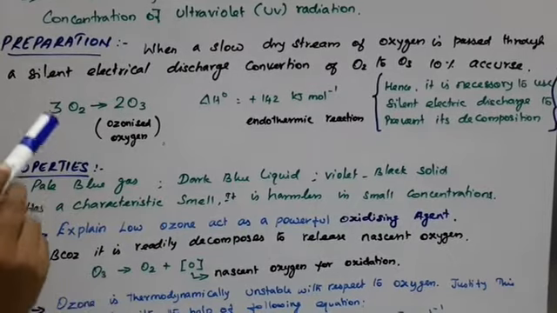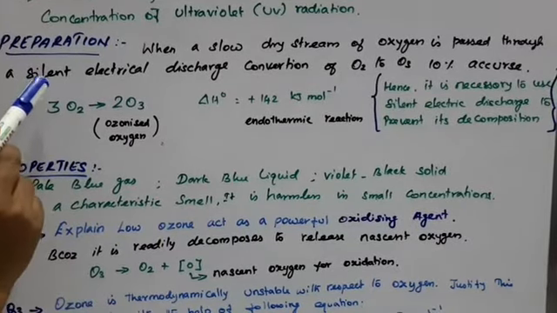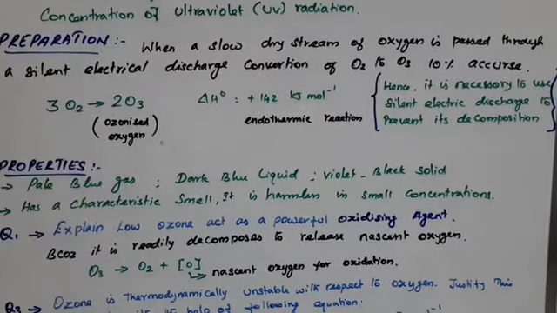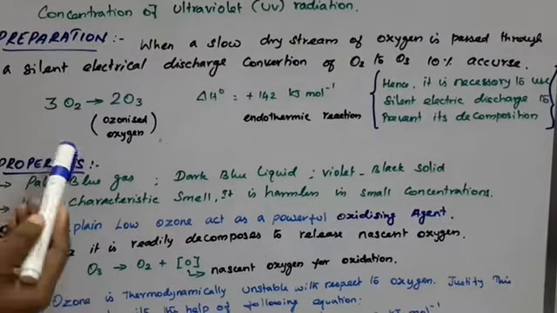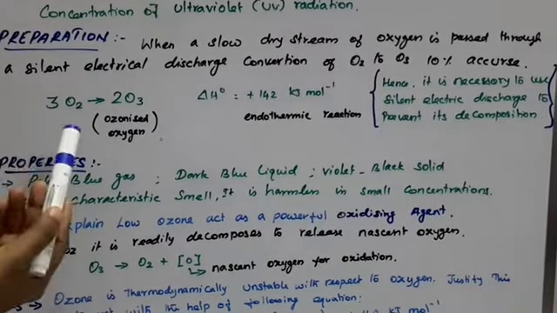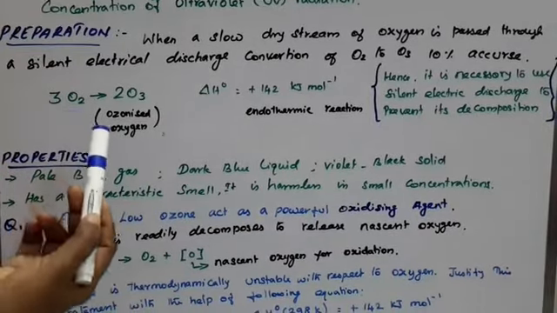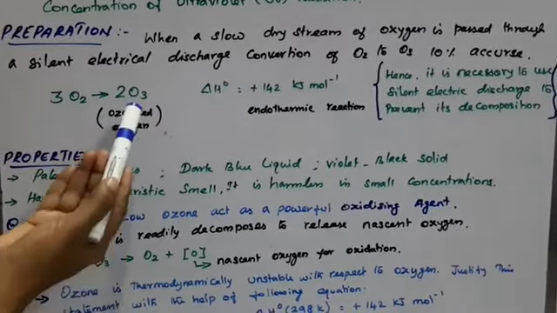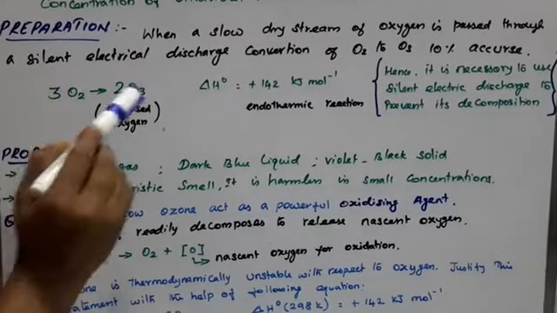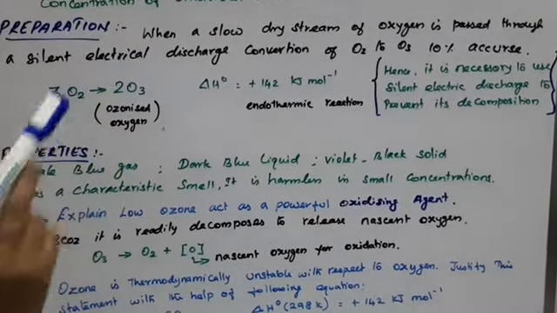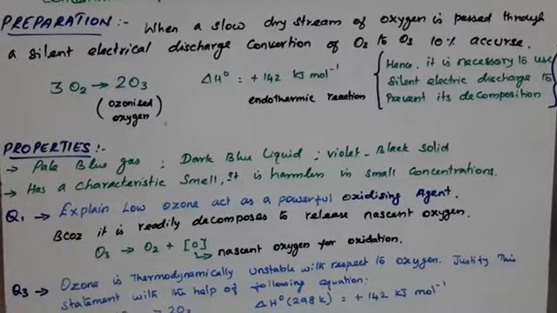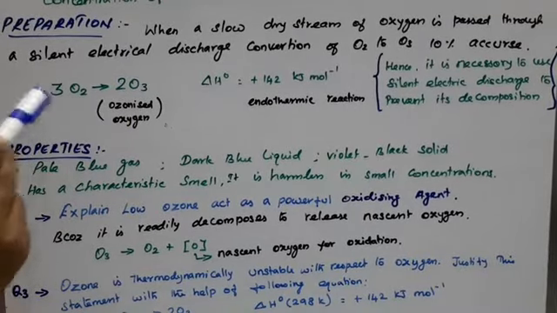The condition is a silent electrical discharge. Otherwise it easily undergoes decomposition, and we cannot get the ozone. So that is why we use a silent electrical discharge. This is one condition for one more question.